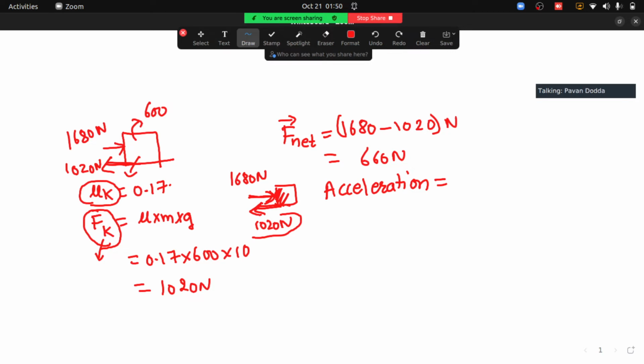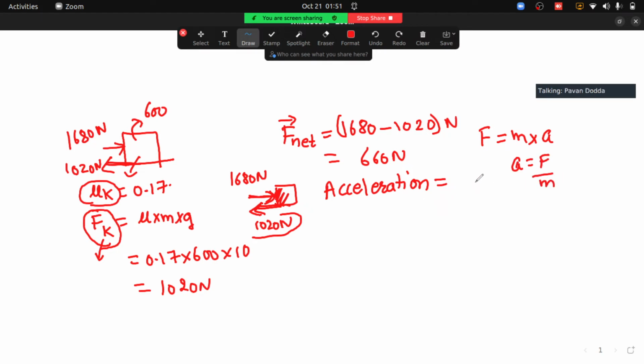Okay. But what is the acceleration? We already discussed in our previous session. How do we find acceleration? Once you know the net force and the mass, how do we calculate the acceleration? I'm not sure. Yeah, that's Newton's second law. Force equals mass times acceleration. Oh, okay. You remember this? Yes, sir.